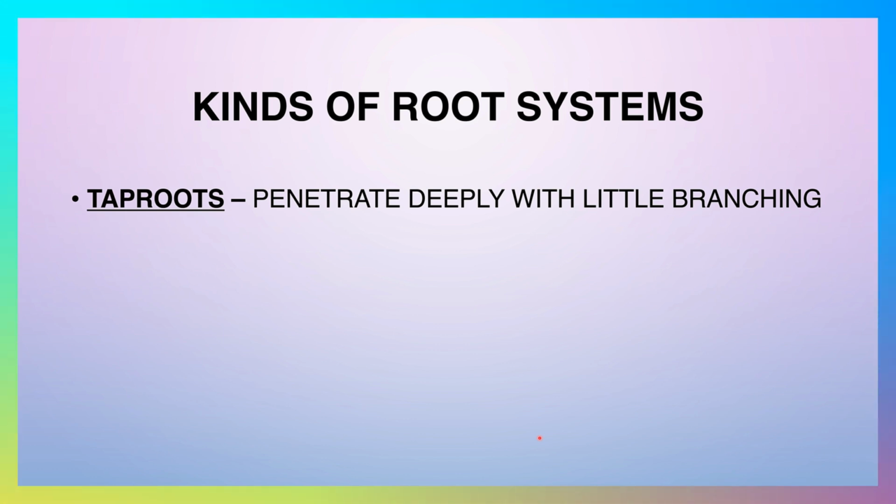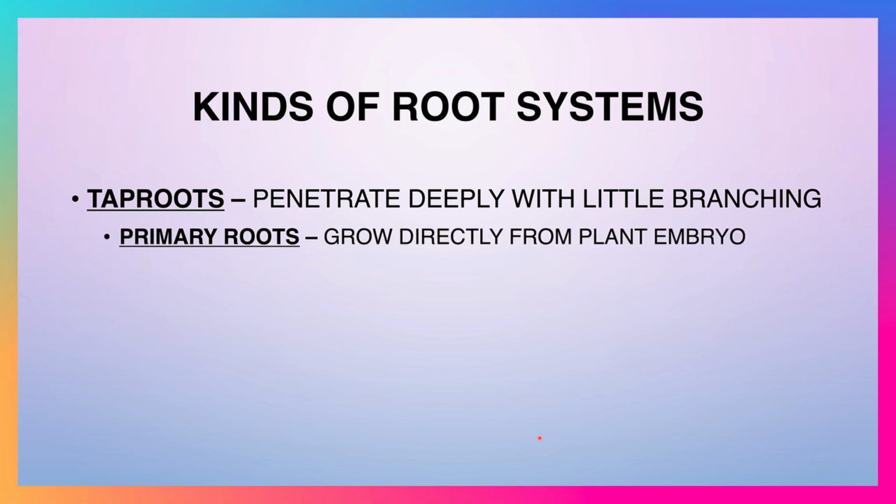And this is very common in broadleaf trees. One axiom they tell you is there's usually a single root that's called a taproot. And one axiom they tell you is that if you look at a tree, however tall the tree is, the primary taproot underground is of equal length. So if you have a 20-foot tree, then you'll have a 20-foot taproot going down into the ground. And the primary roots grow directly from the plant embryo.